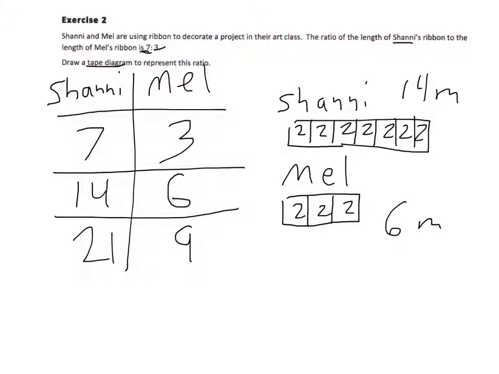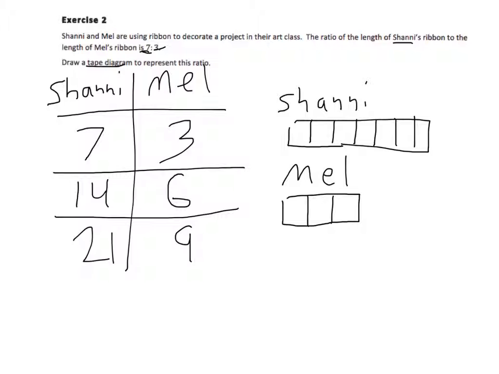Now, some people would still say that this ratio, if it was 2 units for 14 and 6, would still be 7 to 3. Well, you can see they're equal ratios, or equivalent ratios. They're just reduced, just like you can do with fractions. And we'll get more into that a little later.